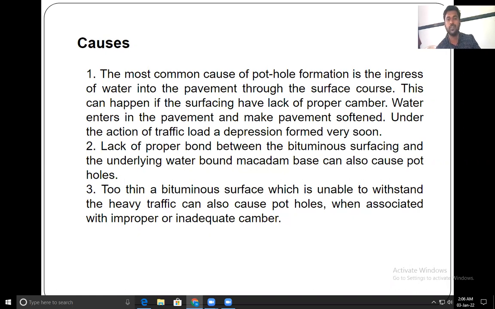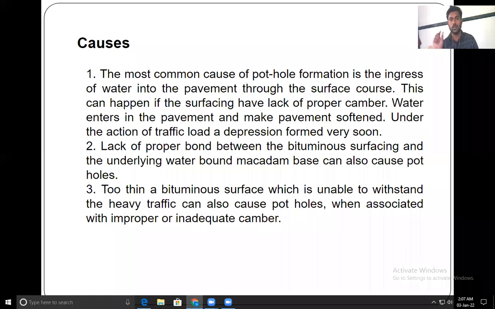This can happen if the surface lacks proper camber. As I have told, we need to provide the proper camber, the proper slope for the road. We provide the camber for the top surface. Also on the shoulder, we should provide a slope so that whatever water is coming from the surface layer onto the shoulder will also go off into the drain. Because if it stays on the shoulder, what will happen? The shoulder will also fail.